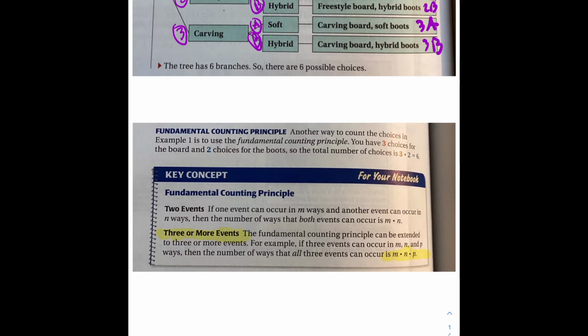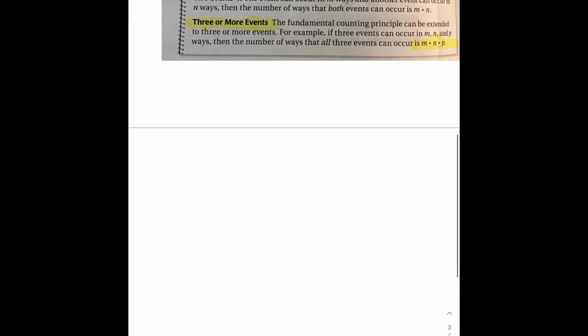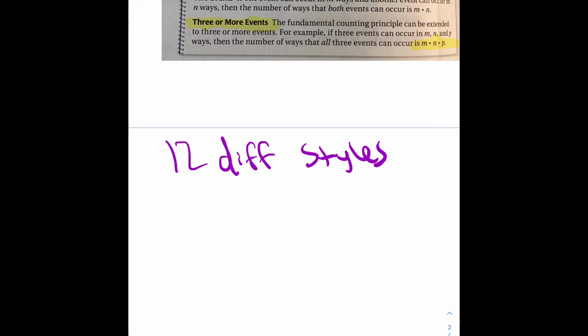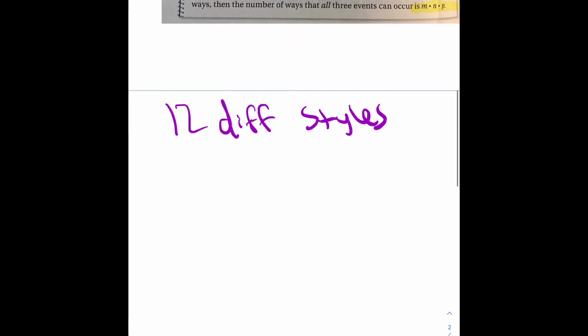So let's take a look at an example. Say you're framing a picture. The frames are available in 12 different styles, and each style is available in 55 different colors.